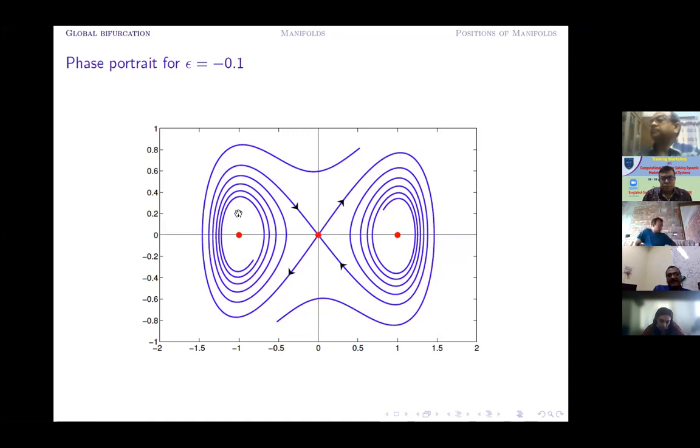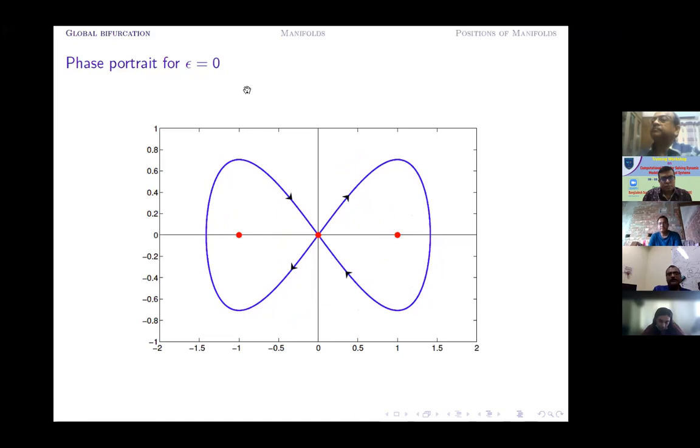Similarly, this is another heteroclinic connection joining -1, 0 with 0, 0. What will happen? Instead of considering epsilon equal to -0.1, if you choose epsilon equal to 0.1, then you can find two closed loops. An interesting point is that this unstable manifold of this saddle point returns back to the same equilibrium point through its stable manifold.